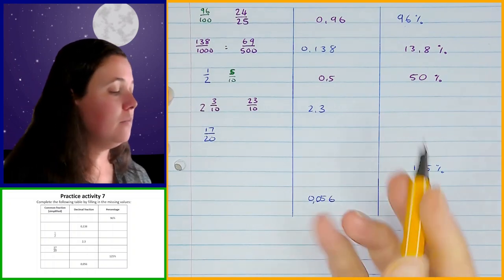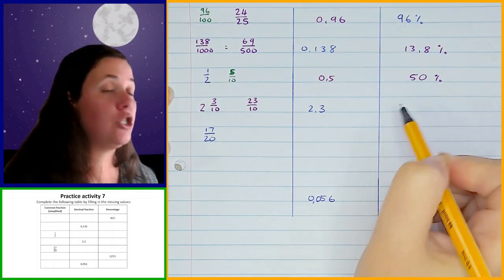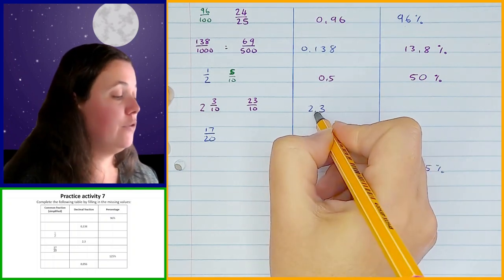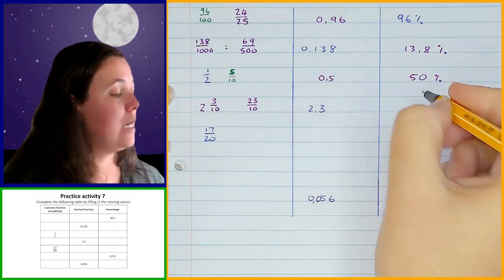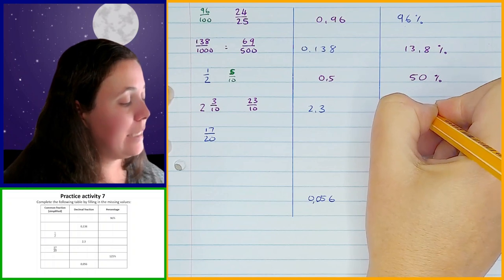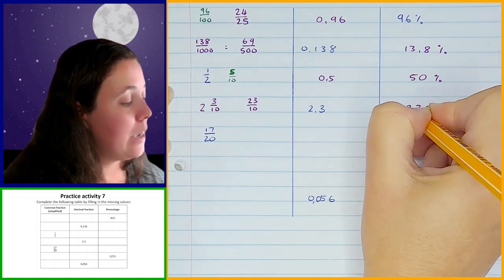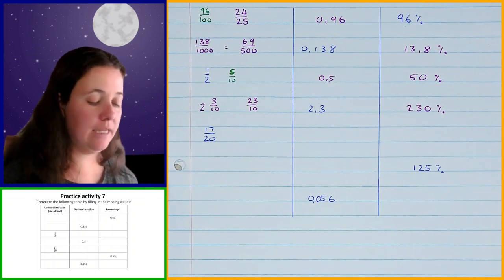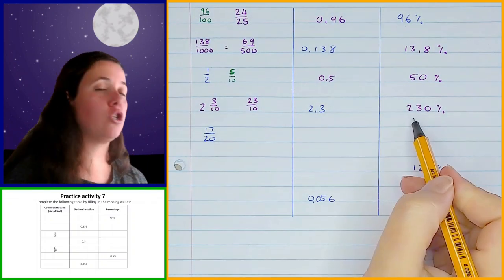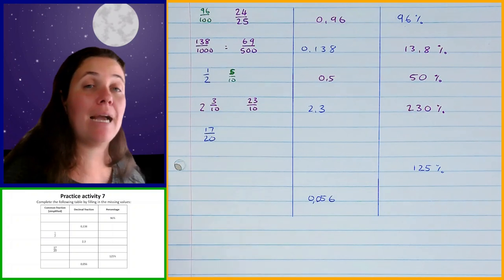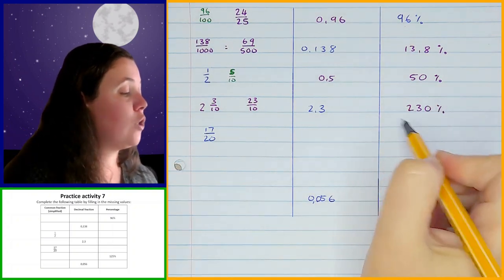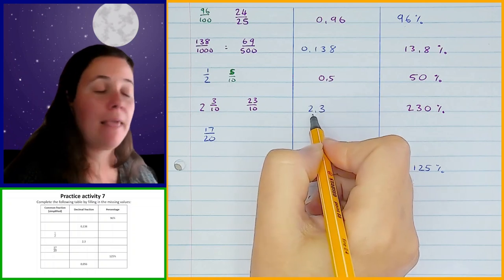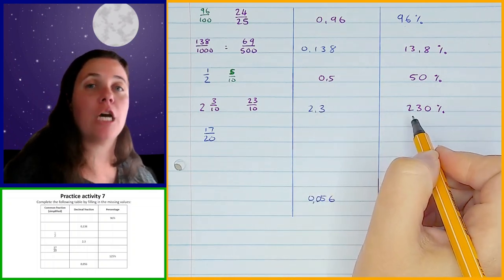Okay, then for my percentage, you need to be careful. When I convert this to a percentage, if I move this two places that way, I'm going to end up with 230%. Now, just be aware, you can have more than 100%, okay? So don't think that you got it wrong just because you have something that's more than 100%. You can have more than 100%. So 230%. If you have something that is more than 1, you're going to end up with more than 100%.